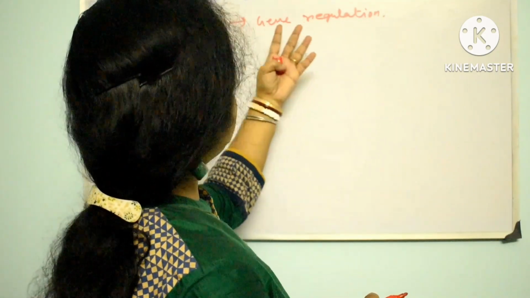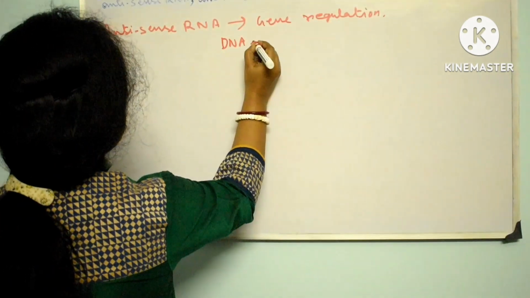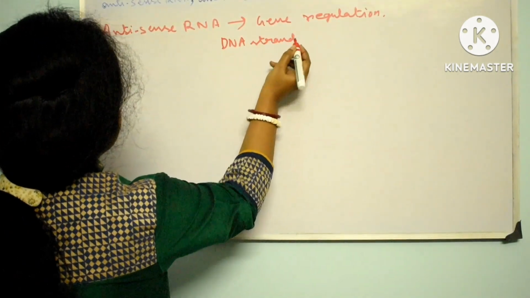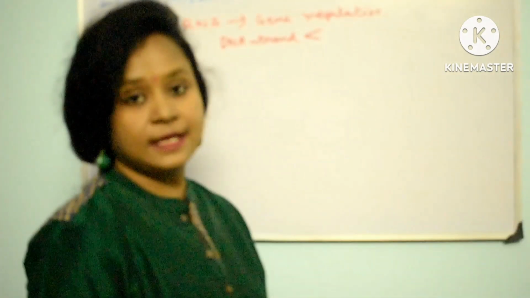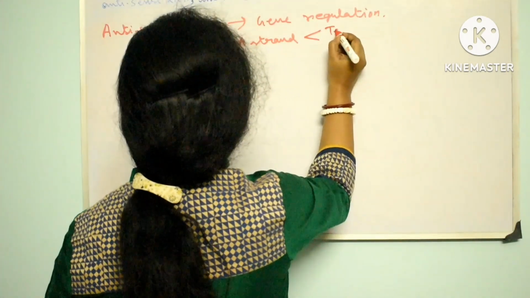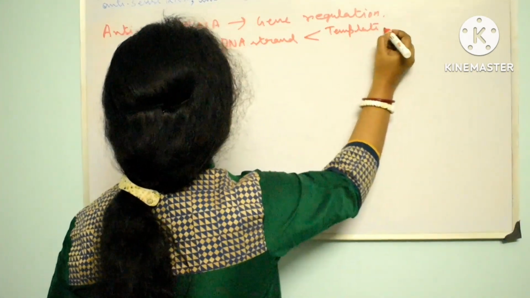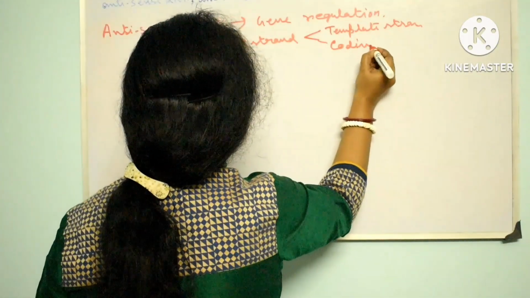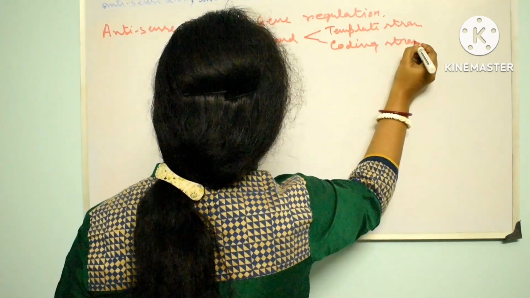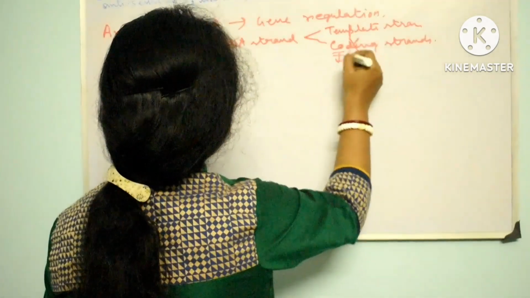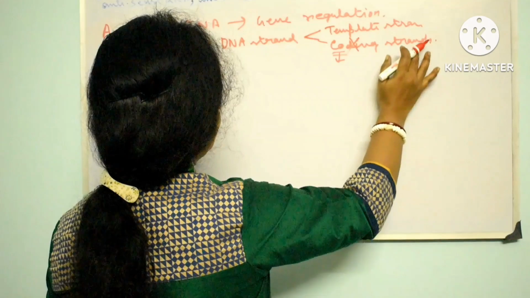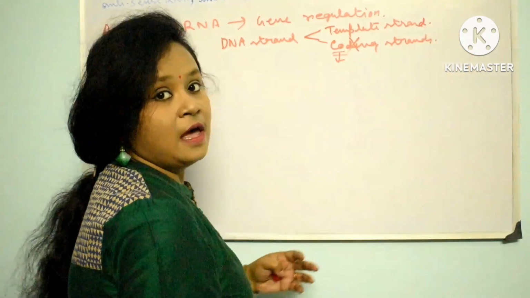Antisense RNA helps in gene regulation. How? We all know that DNA has two strands, as it is dsDNA. One is the template strand and the other is the coding strand. Though it is named the coding strand, it does not participate in coding. Only the template strand participates in coding.